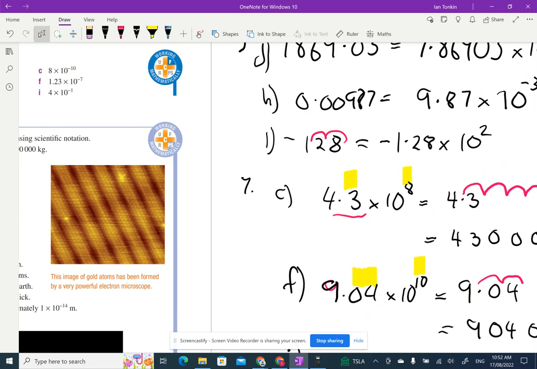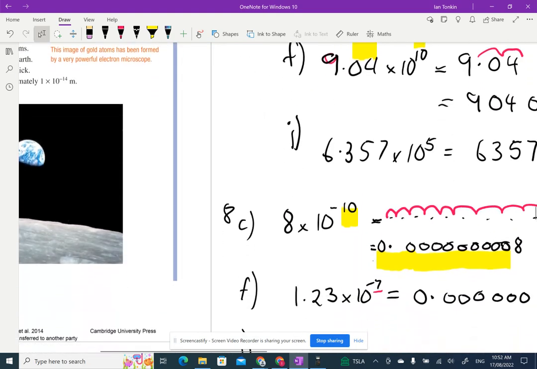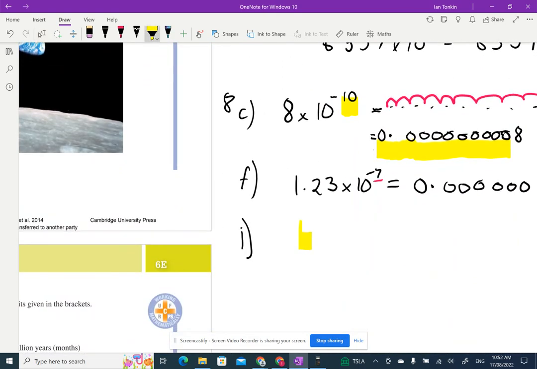So now I've got 4 times 10 to the negative 1. So 4 times 10 to the negative 1, that's going to equal 0.4. Just 1 zero. All right, that should be enough to get you through those questions.